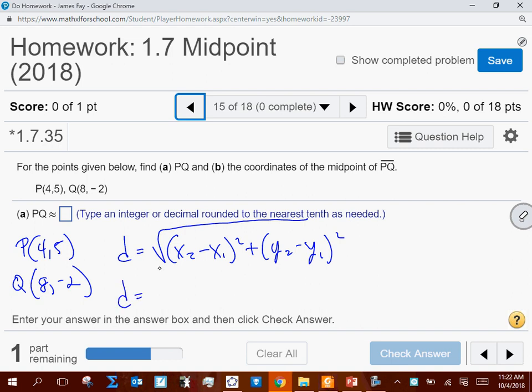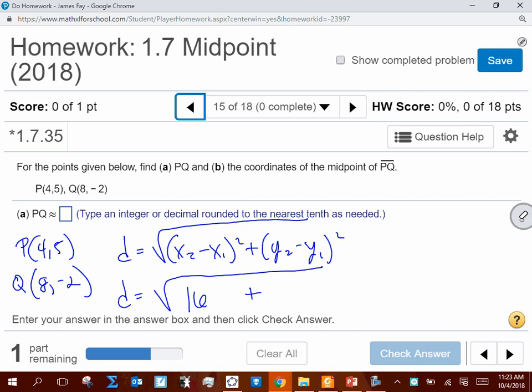Okay, so now we're going to take our x values. All this means here is you take your x values and square them, right? And it doesn't matter the order. So I would go 8 minus 4. What's that give me? 4, and you square that, you get 16, right? We're then going to add, plus sign. Now take your y's and do the same thing.